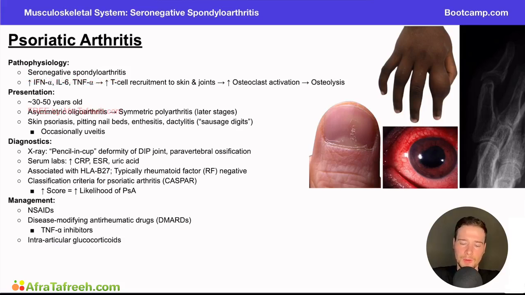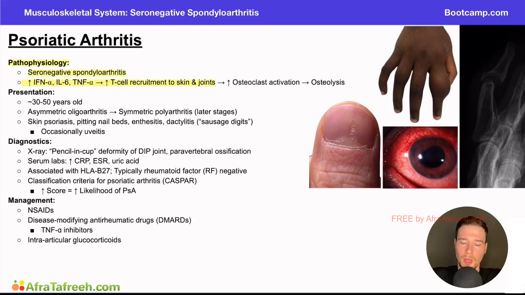So when we think about the pathophysiology here, we said this is a seronegative spondyloarthritis, and we talked about what that means. This condition occurs when inflammatory markers such as interferon alpha, interleukin 6, and tumor necrosis factor lead to increased T cell recruitment to the skin and joints. So the idea here is that some patients have a predisposition, or when we think about the etiology, they might have genetic components. They might have that HLA-B27 component. This can be combined with some environmental things that lead to an overreaction or overinflammation in the body.